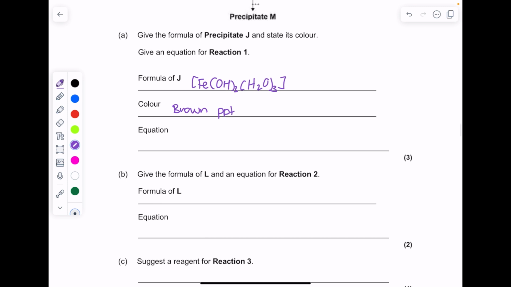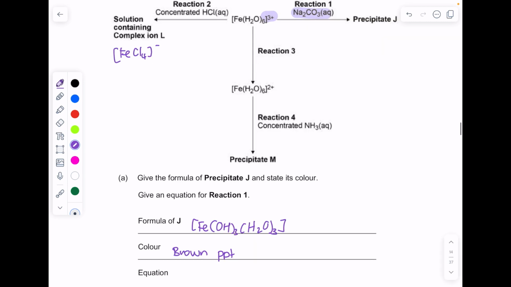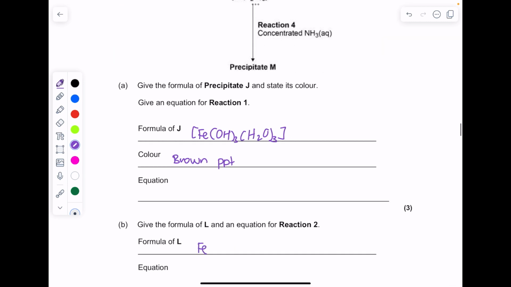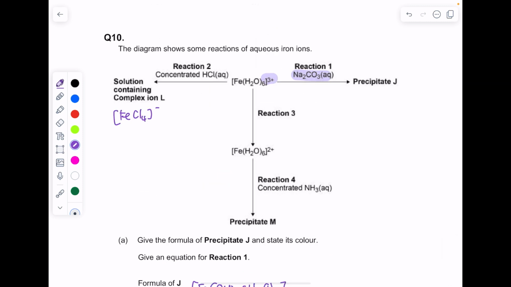Give the formula of L and an equation for reaction 2. This is FeCl4 minus, another complicated equation. And then we want to suggest a reagent that will take our Fe3 plus to Fe2 plus. From my table, we can see that it's zinc.